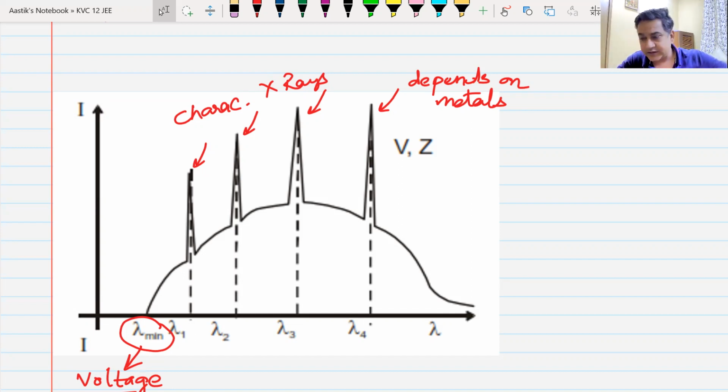Don't worry. If you have any doubts, up till now, everything is clear to you, for X-rays? Yes or no? Yes, sir. Okay, then we will complete X-rays in the next class. Don't worry, we'll do more questions from last year papers as well.